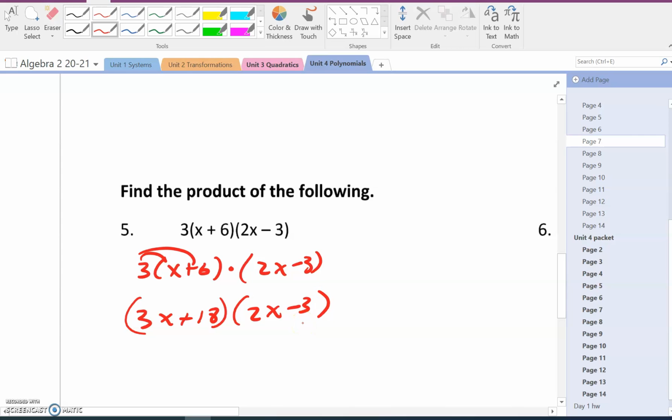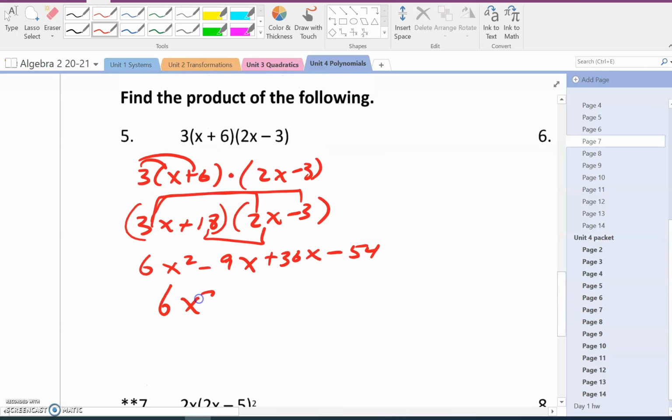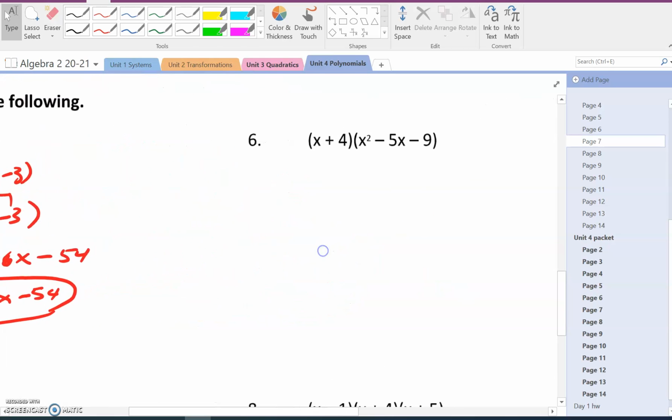A lot of people call it the FOIL method, double distributive, whatever you want. You're going to multiply the first two terms. 3 times 2 is 6, x times x, x squared. Then FOIL the outside. 3 times 3 is negative 9x. Then the inside, plus 36x. Minus 18 times 3 is 54. And then you combine like terms and you're done. 6x squared plus 27x minus 54. And that's it.